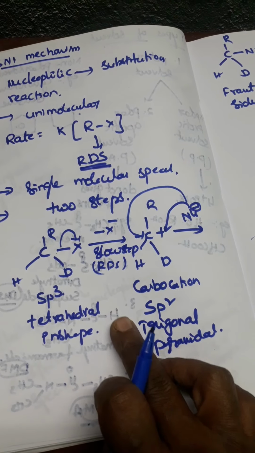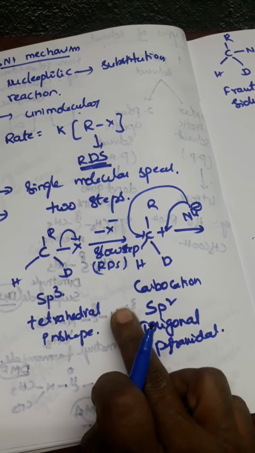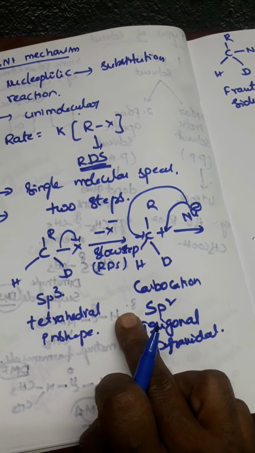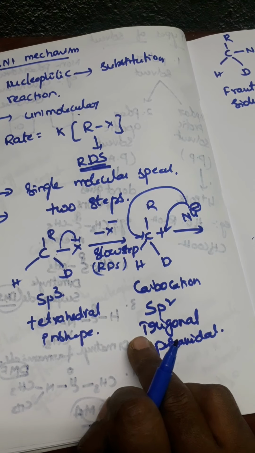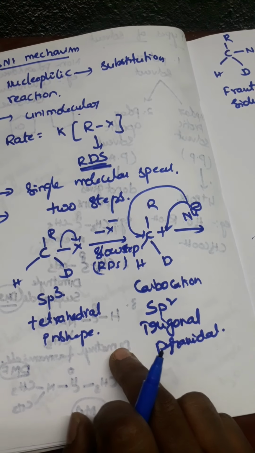First of all, before attacking, the nucleophile here is a weak nucleophile. In the first order reaction, it is a weak nucleophile. It does not attack directly. That's why it will wait until the carbocation is formed here.